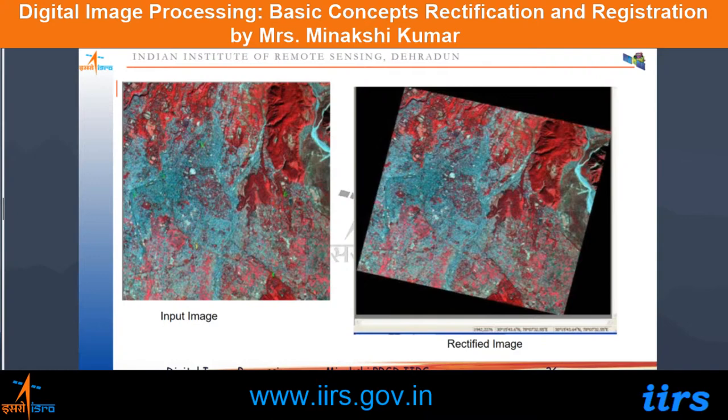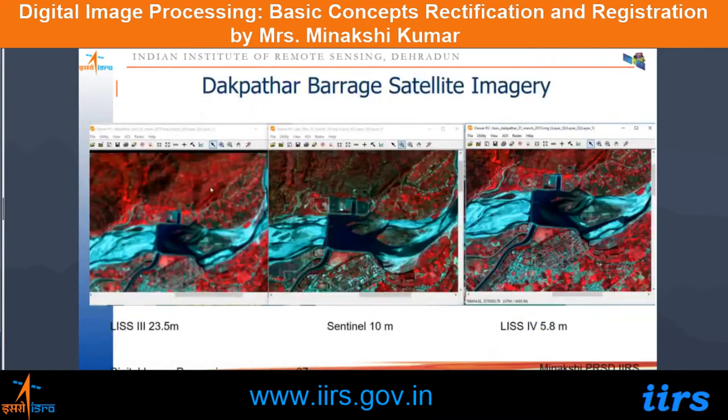Just a few more slides to show you that I have taken 3 different data sets for the same area. The resolutions were different. One was 23.5 meter, one was 10 meter, one was 5.8 meter. That means my details go on increasing. Now these are 3 different satellites, 3 different sensors. I wanted to overlay them over one another. Now that means I need to do this step of rectification, even if there is no error in the image.